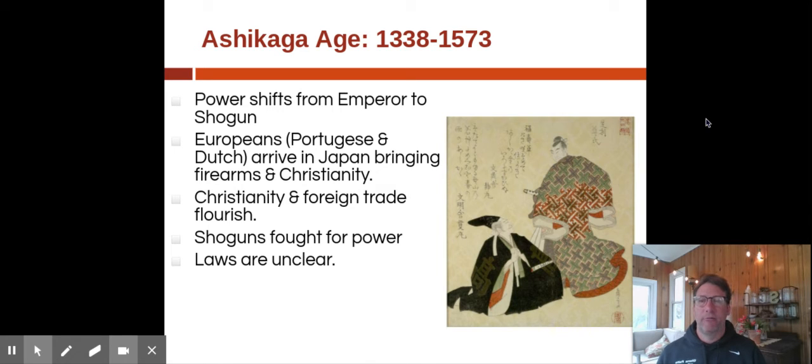We're also going to start to have the arrival of Europeans, primarily like we talked about in China and Southeast Asia. The early Europeans are going to be the Portuguese and the Dutch. The Christian aspect to this is going to play out similar to what we saw in China, kind of a pushing back against Christianity, and eventually the Dutch are going to be permitted to trade, but the Portuguese are not, primarily because of that aspect of missionary work between the Catholic Church and the Protestant churches.